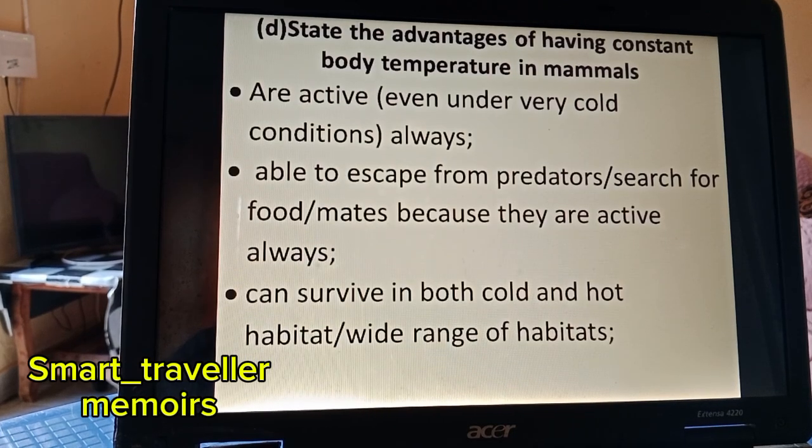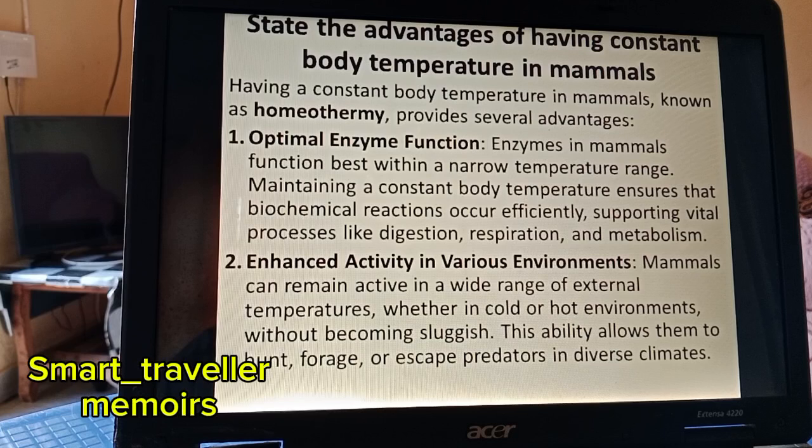State advantages of having constant body temperature in mammals. They are active, are able to escape from predators, and can survive in both cold and hot habitats. So having a constant body temperature in mammals, known as homeothermy, provides several advantages.